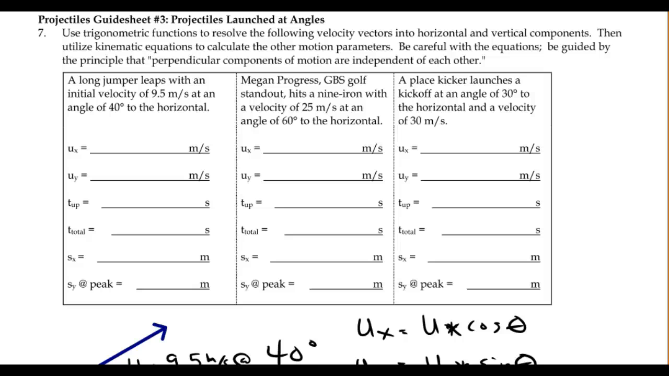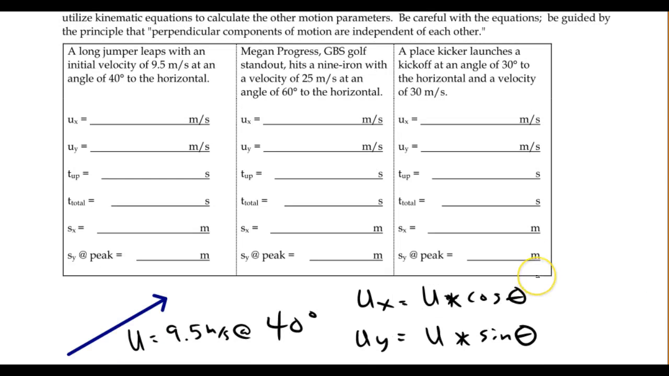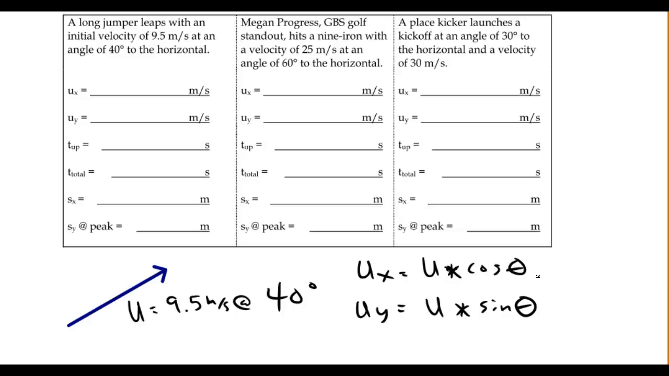Okay, so our first one, a long jumper leaps with an initial velocity of 9.5 meters per second at an angle of 40 degrees to the horizontal. So the picture is down below. First thing I want to do is calculate ux. Ux is the horizontal component of that velocity, so I'm going to multiply the u, 9.5, times the cosine of the angle, 40 degrees, and I would get 7.3 meters per second.